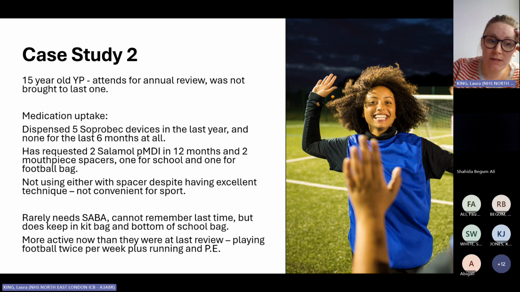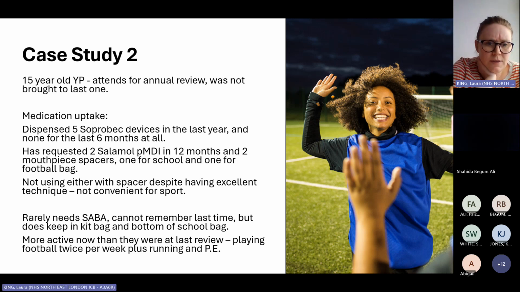Requested 2 salbutamol PMDIs in the last 12 months and 2 mouthpiece spacers. One was for school, one was for the football bag. They're not really using either. It's in the bottom of the bag, despite having excellent technique when coached, because they just feel it's not convenient. They rarely need the salbutamol.